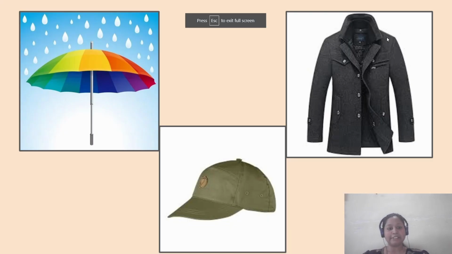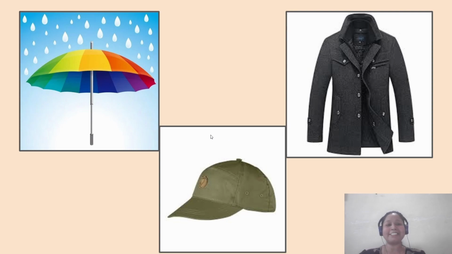Good afternoon, everyone. So, today I will be discussing, let us guess what it is. I have been displaying some of the images in front of you all: an umbrella, a hat, and a jacket. What does this mean? Can anyone guess? Put it under the comment section.